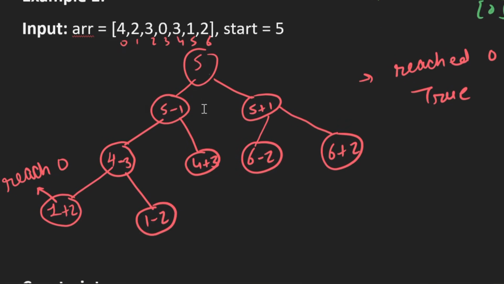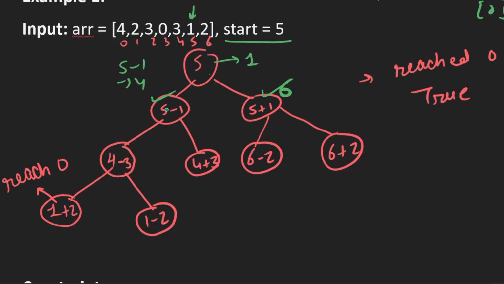In example number 1, we are given this array 4 2 3 0 3 1 2, and our start index is 5, right? So initially we are at start index 5 whose value is 1. So from 5 we can either jump to 5 minus 1, that is 4, or we can jump to 5 plus 1, that is 6, right?